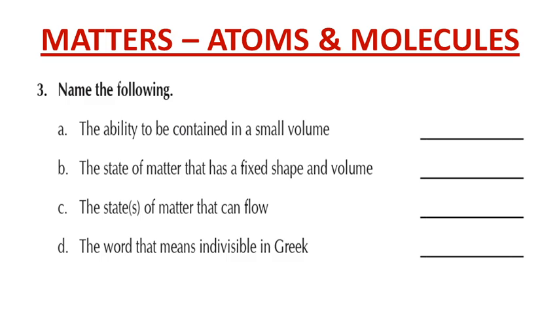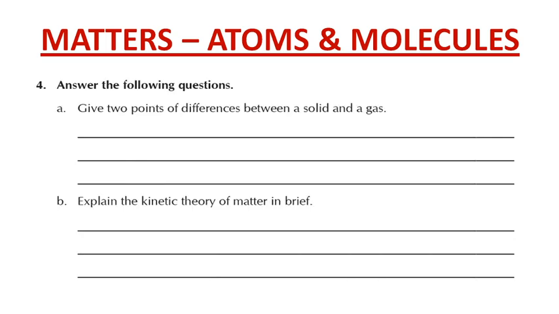And the word that means indivisible in Greek, it's the same word from which this word atom has come. So the Greek word is atomos, A-T-O-M-O-S, atomos. Atomos in Greek means indivisible. And as we said clearly, atom is the smallest indivisible particle of matter. Next.